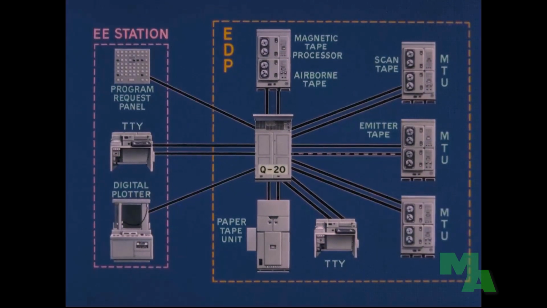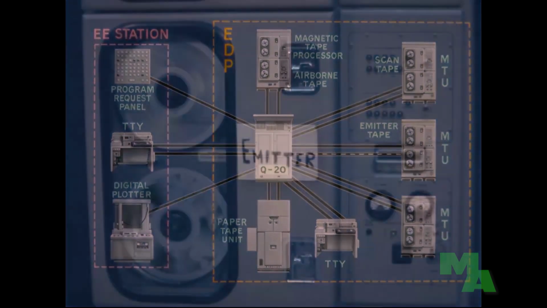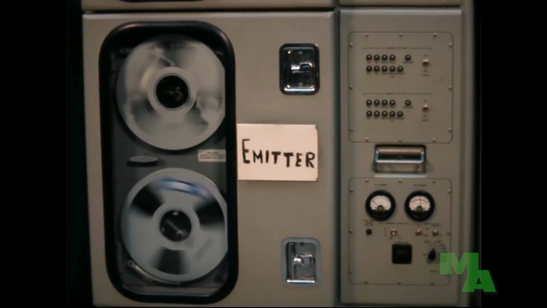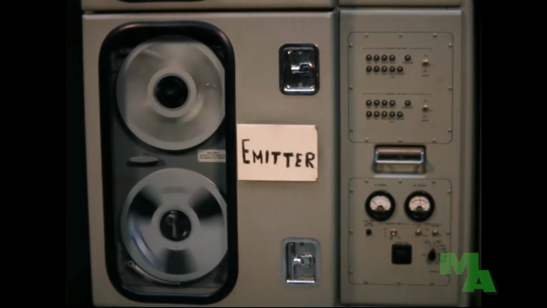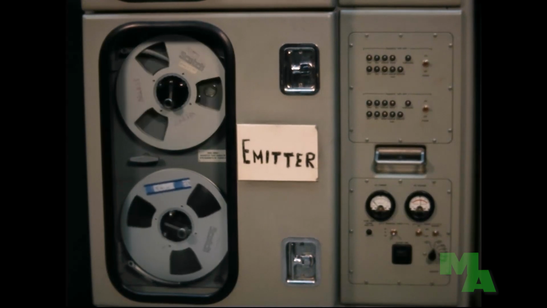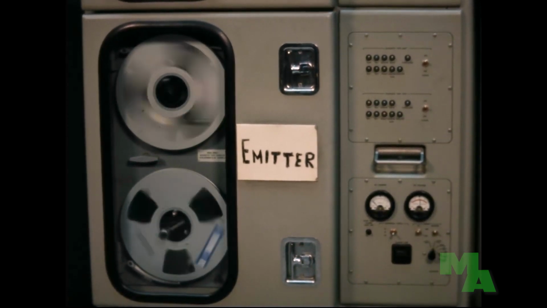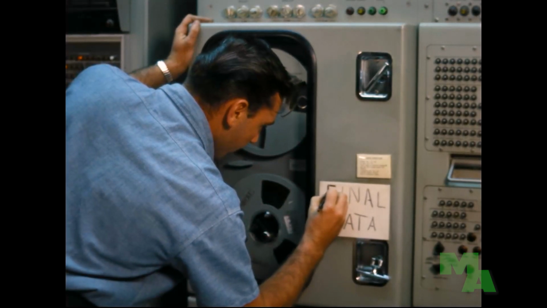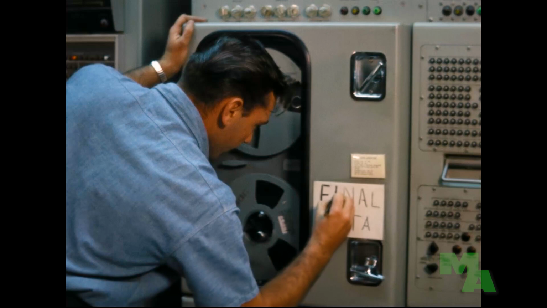From the data provided to it, the emitter word tape carries information as to how many times each emitter was intercepted, the direction of arrival of each intercept, the position and heading of the aircraft at each intercept. With this information, step 3 is possible. That is, the processing of the final data tape, which has now been mounted on another MTU.